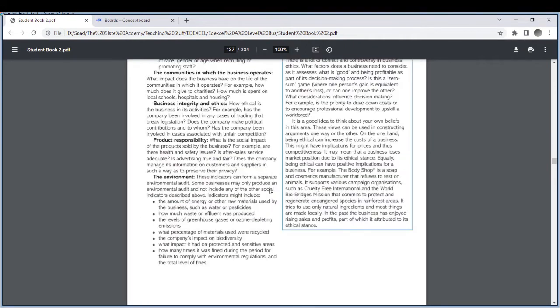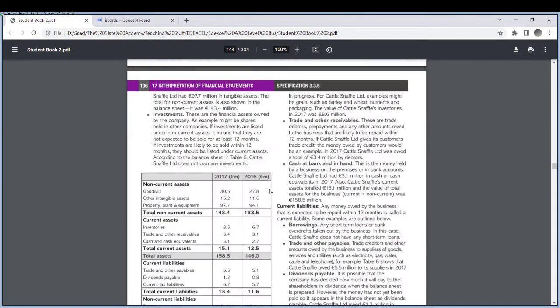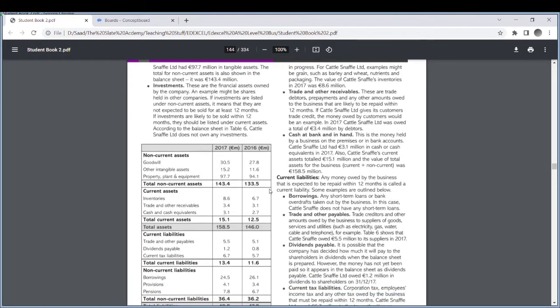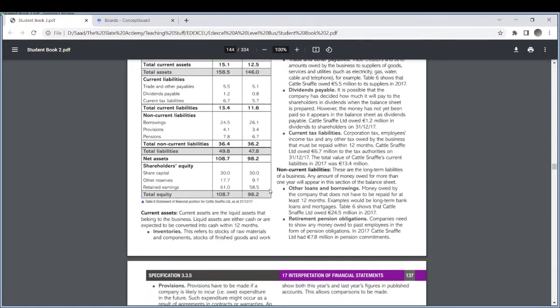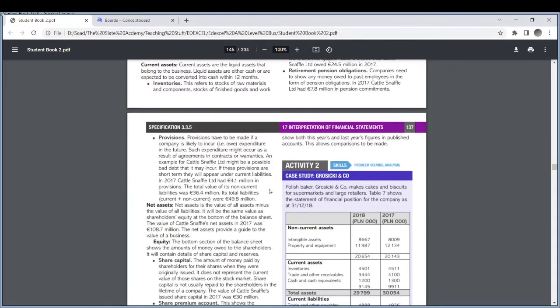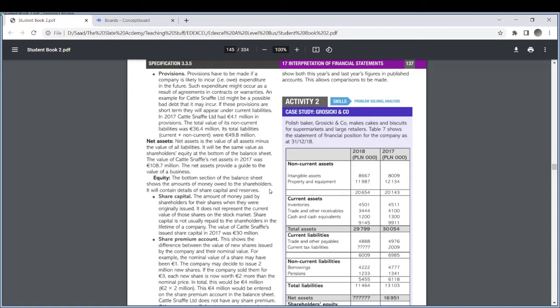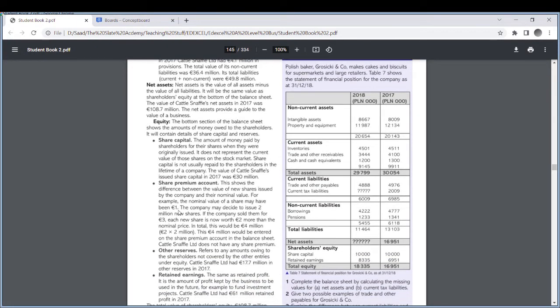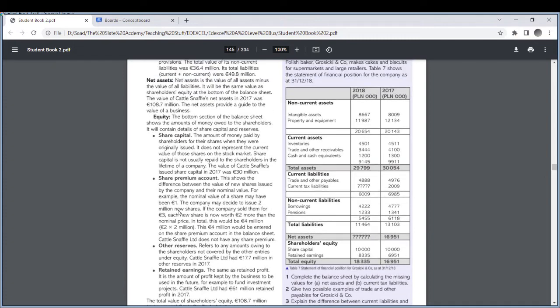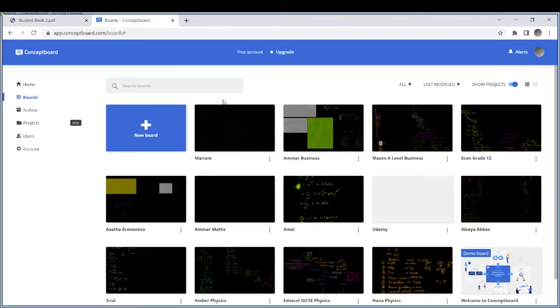Ethics we have discussed. Financial statements we discussed. Current liabilities discussed. Non-current liabilities discussed. Net assets discussed. Okay, in net assets, then I have to explain this equity, share capital, share premium, other reserves, and retained earnings. All right. So these are the reserves that are there in the net asset or the equity account. Hopefully, what I'm saying is making sense to you.